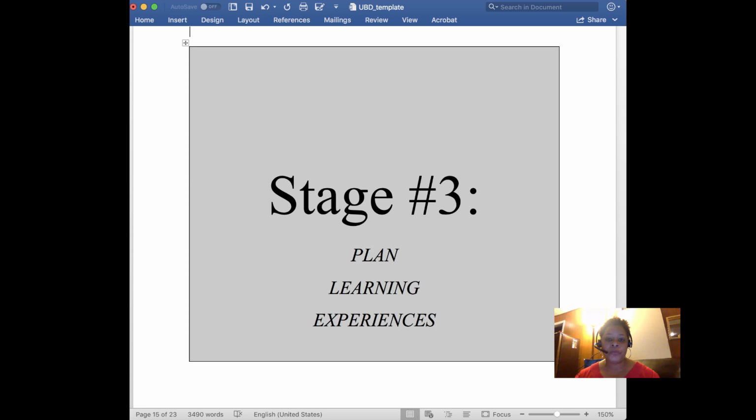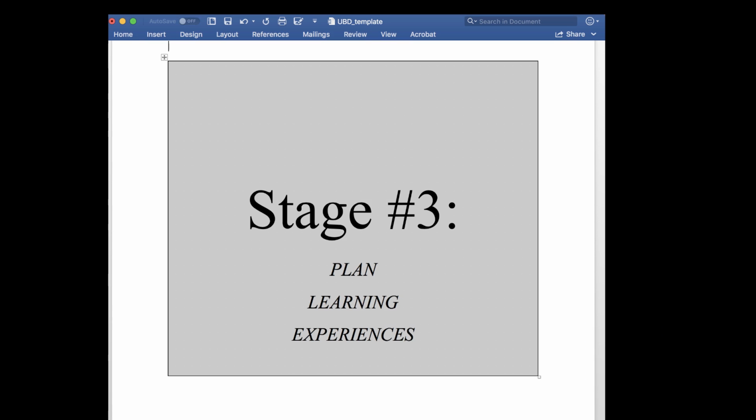So now, hopefully, you have reviewed Stage 1 and Stage 2, and we're ready to look at Stage 3, Plan Learning Experiences. Stage 3 is going to tie in everything from Stage 1 and Stage 2 and get to the actual learning activities. So, let's get started.